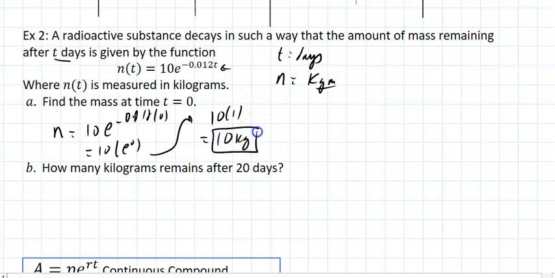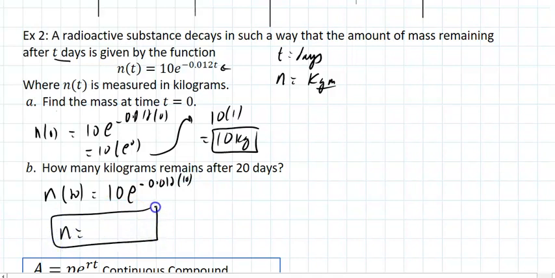Very good. How many kilograms remain after 20 days? So this is n of 20. 20 days from now, we're going to have 10 e to the negative 0.012 times 20. N would be how many kilograms? Get my calculator out.